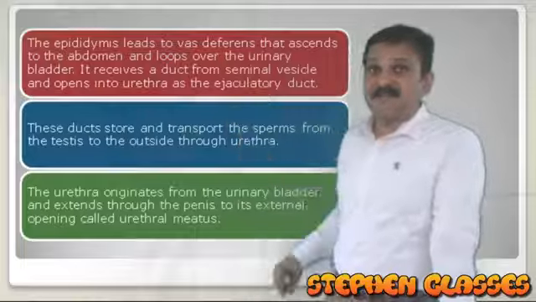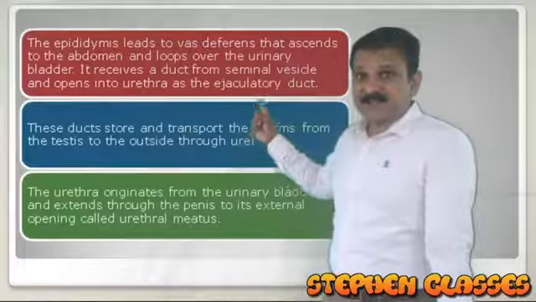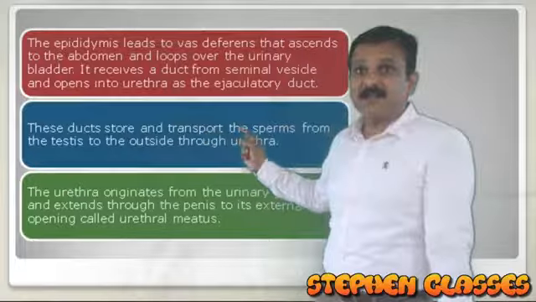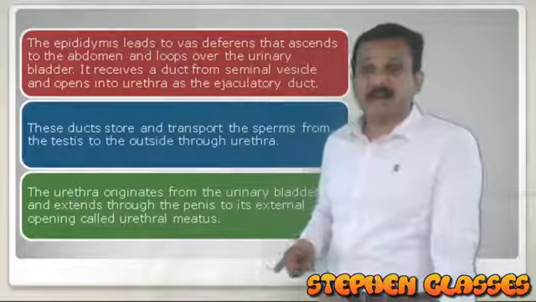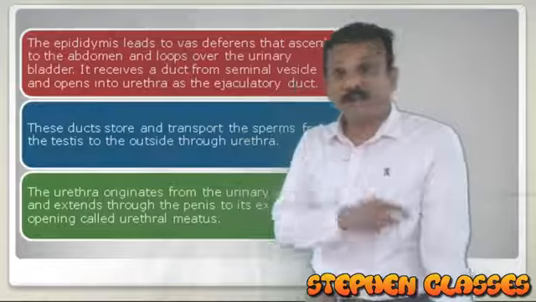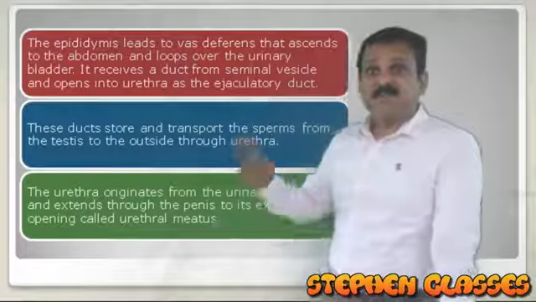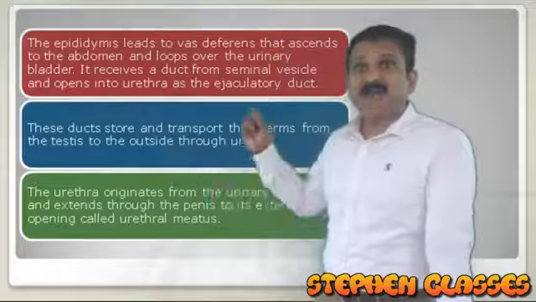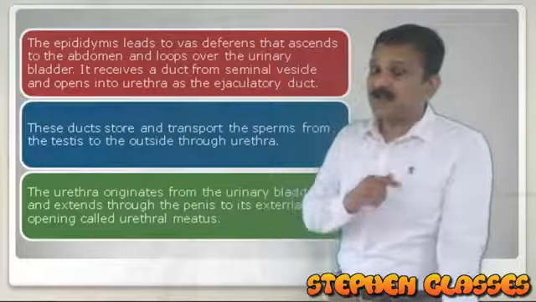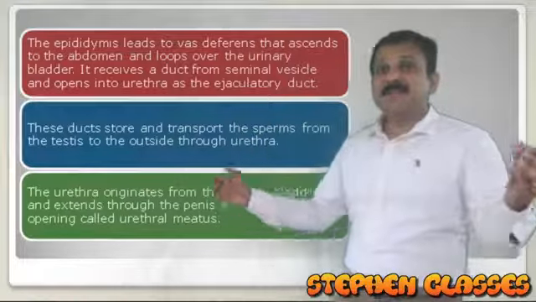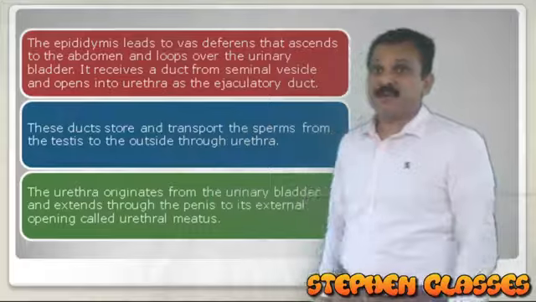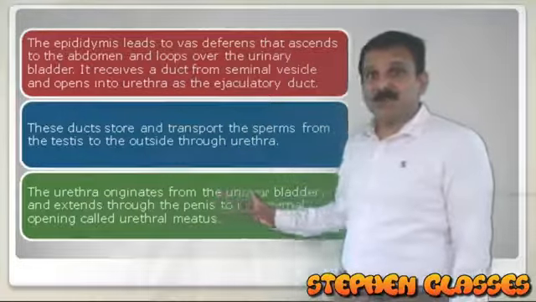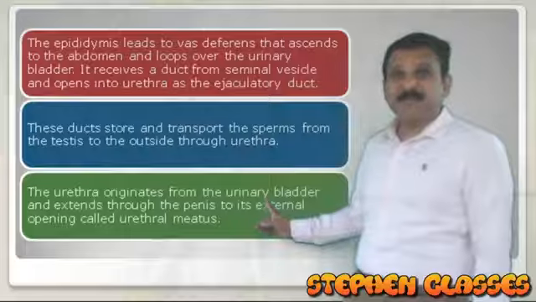So what will happen to these ducts? The ejaculatory ducts will transport the sperms and open into the urethra. These ducts will store and transport the sperms from the testis to outside through the urethra. So finally, the sperm cells are reaching the urethra. You got it? And the urethra, as I told you, originates from the urinary bladder.